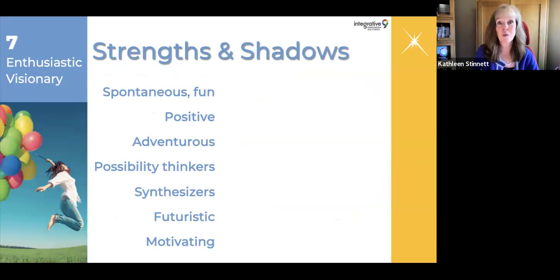And so if things don't work out, the seven doesn't get dismayed. They say, well, what else is possible? There's more ways that we can do this. And so there's a kind of uplifting quality that most sevens bring.